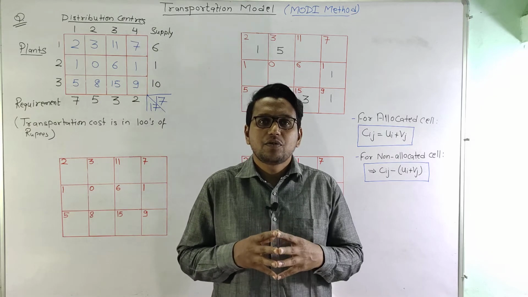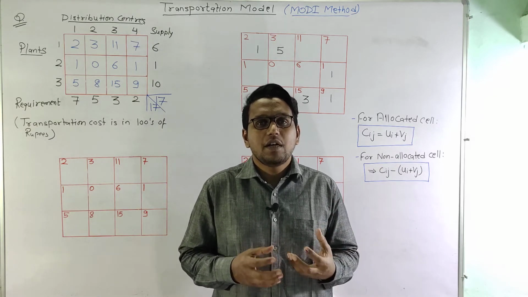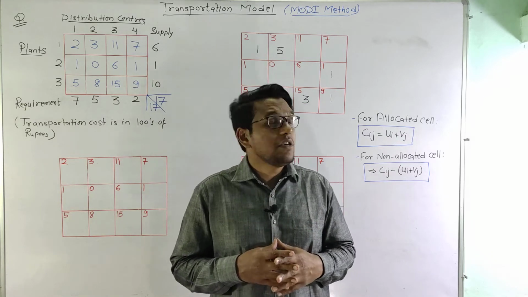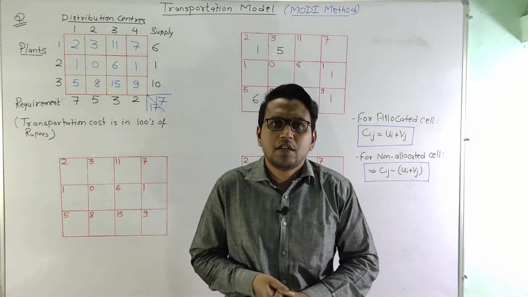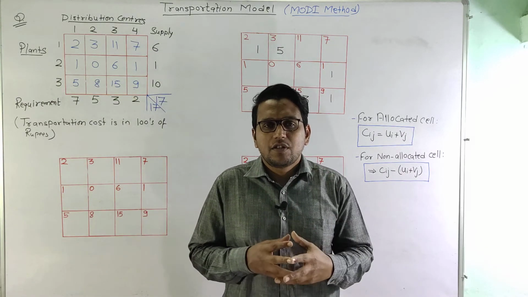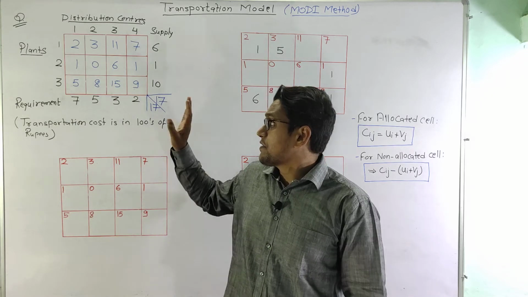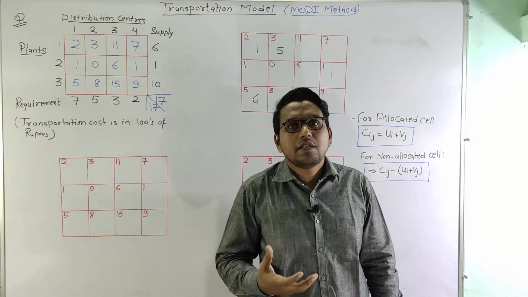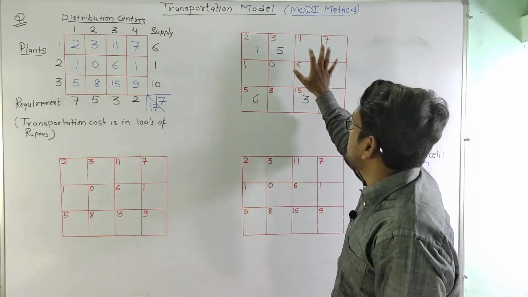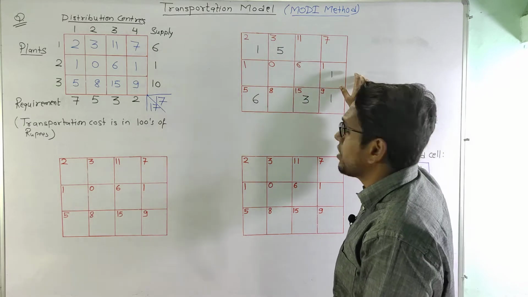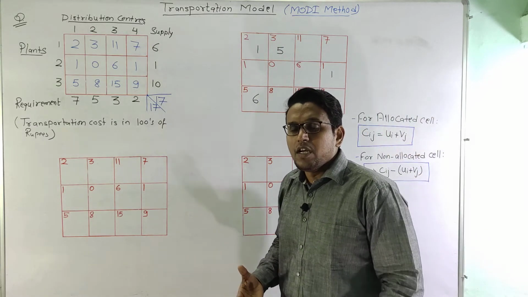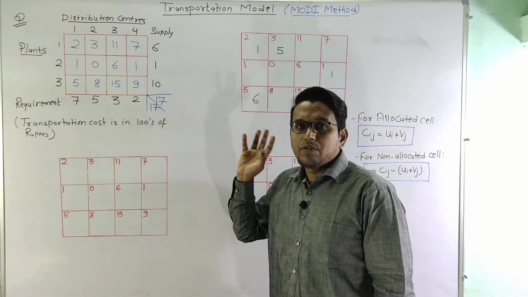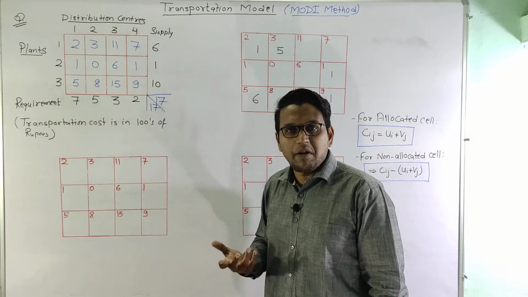Today we are going to see another method to find the optimal solution, and this method is the modified distribution method, also known as MODI method. In the first lecture of transportation we considered this problem, and after solving it we obtained a basic feasible solution by Vogel's approximation method. Now we will see how we can find the optimal solution by using the modified distribution optimality test.